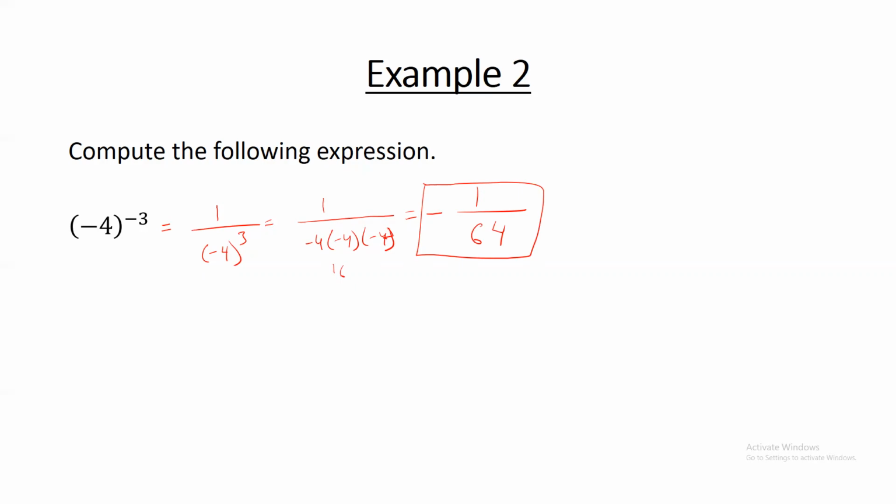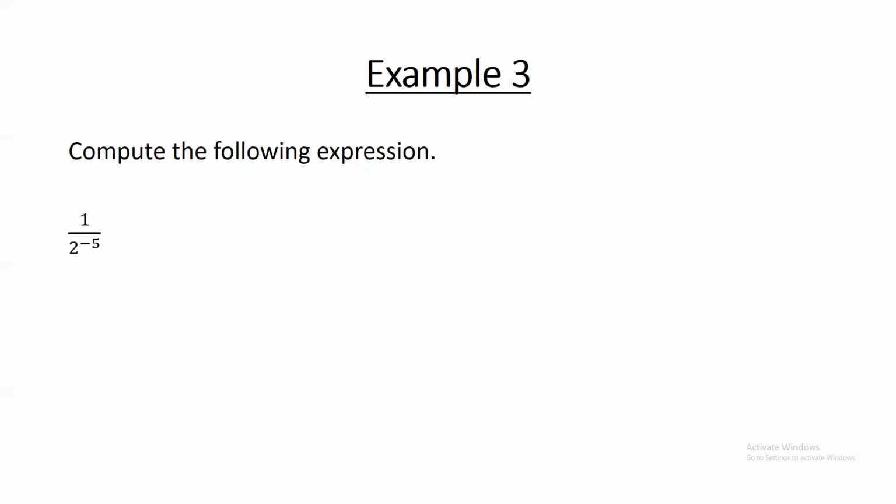Let's take a look at example 3. 1 over 2 to the power of -5. So I am going to do this problem two ways. First, I'll do it the slightly longer way, and then I'll show you how I would like for you to think about it more efficiently.